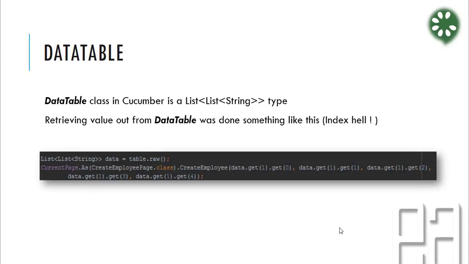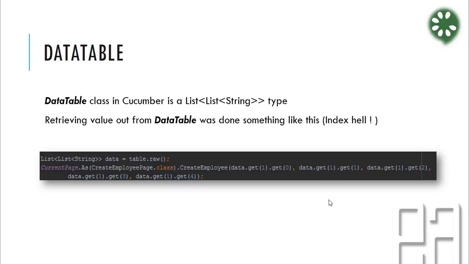As you can see, we are retrieving all the values out from datatable.raw using indexes, like data.get(1).get(1), data.get(1).get(0). The first one is the row index and the second one is the column index. Retrieving them is kind of nagging, because every time you have to write code like this, and if you want to see what is in the index of the second column, you have to go back to the feature file's table and see which column that index is.